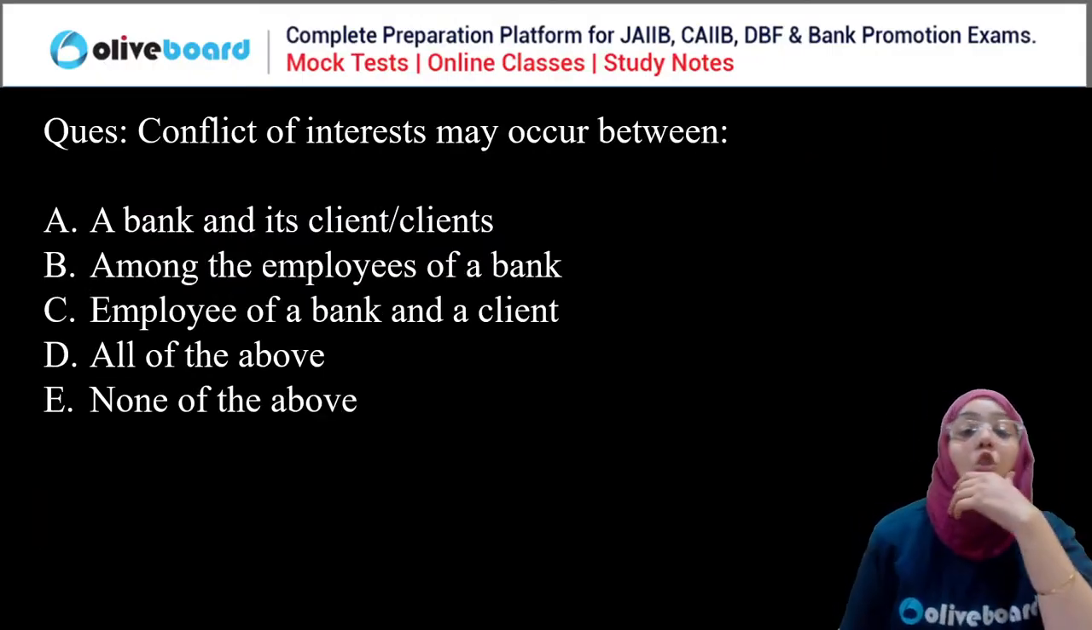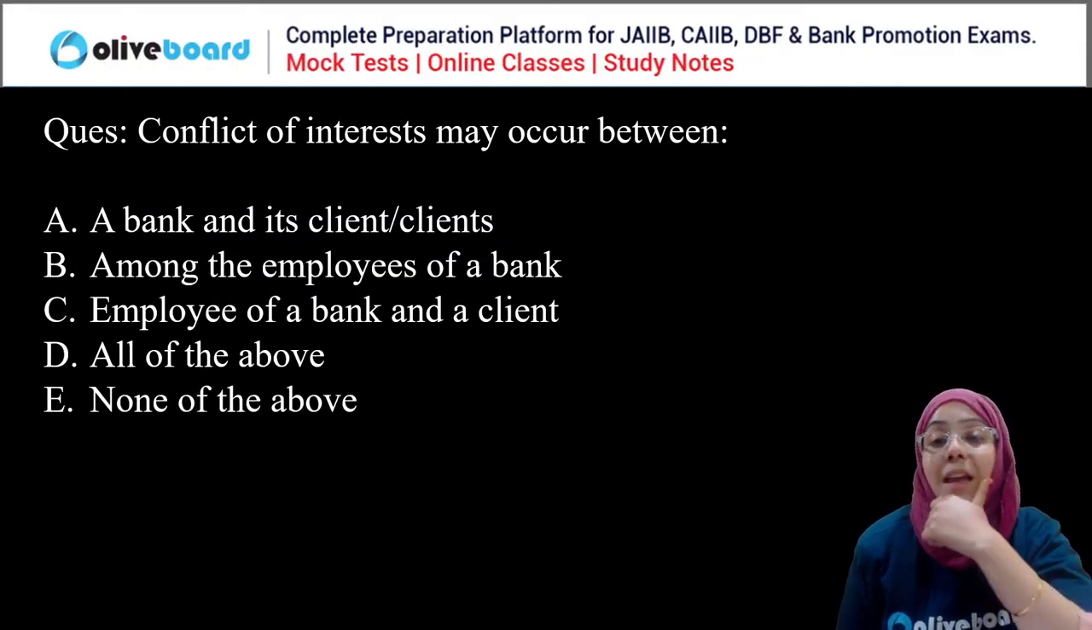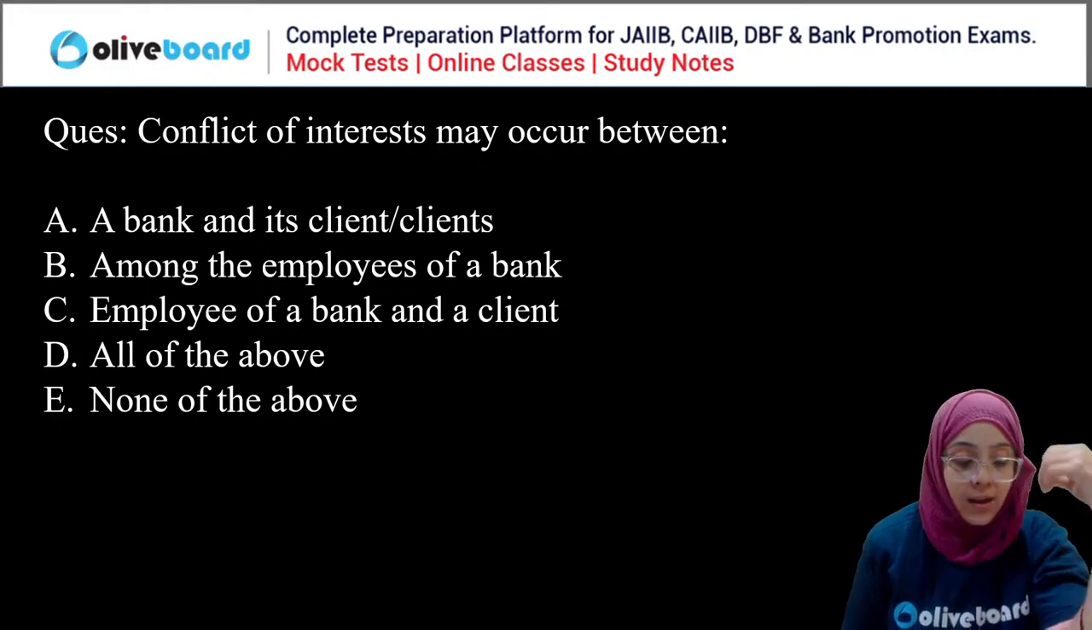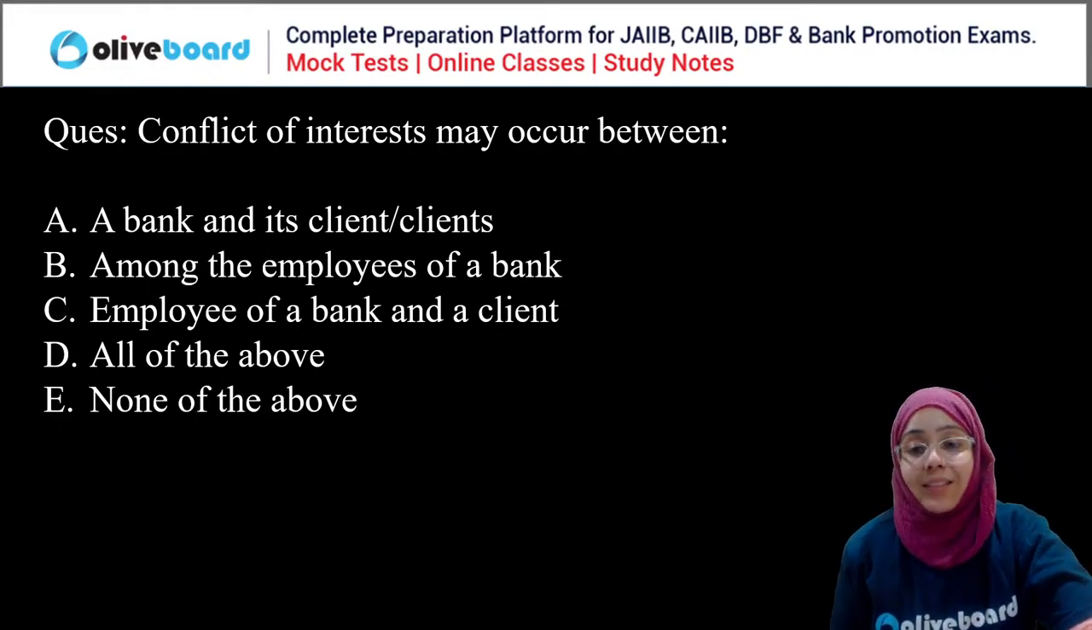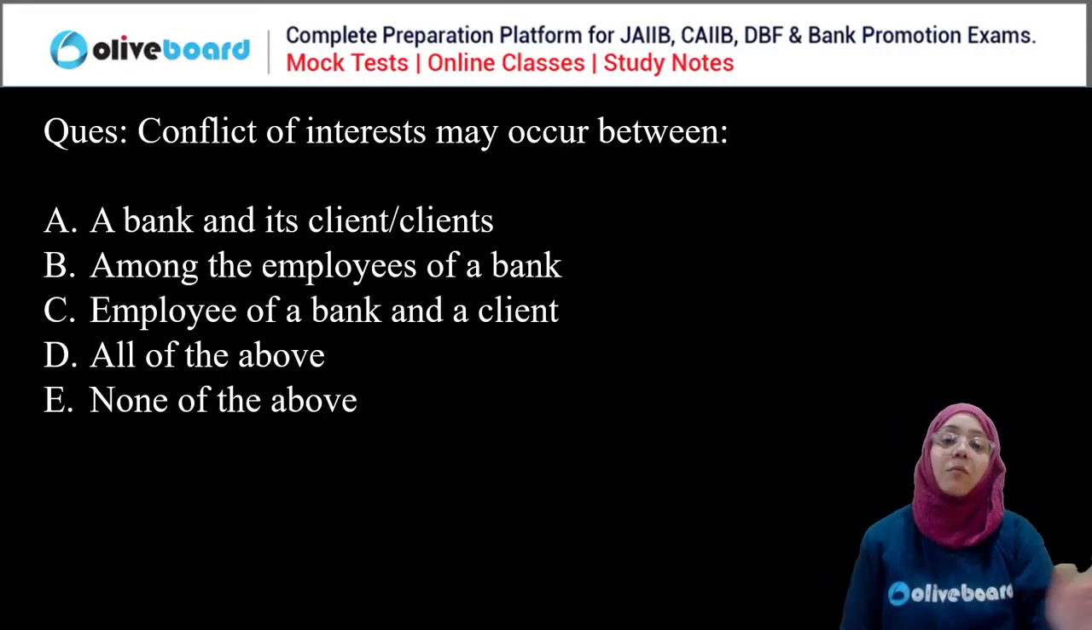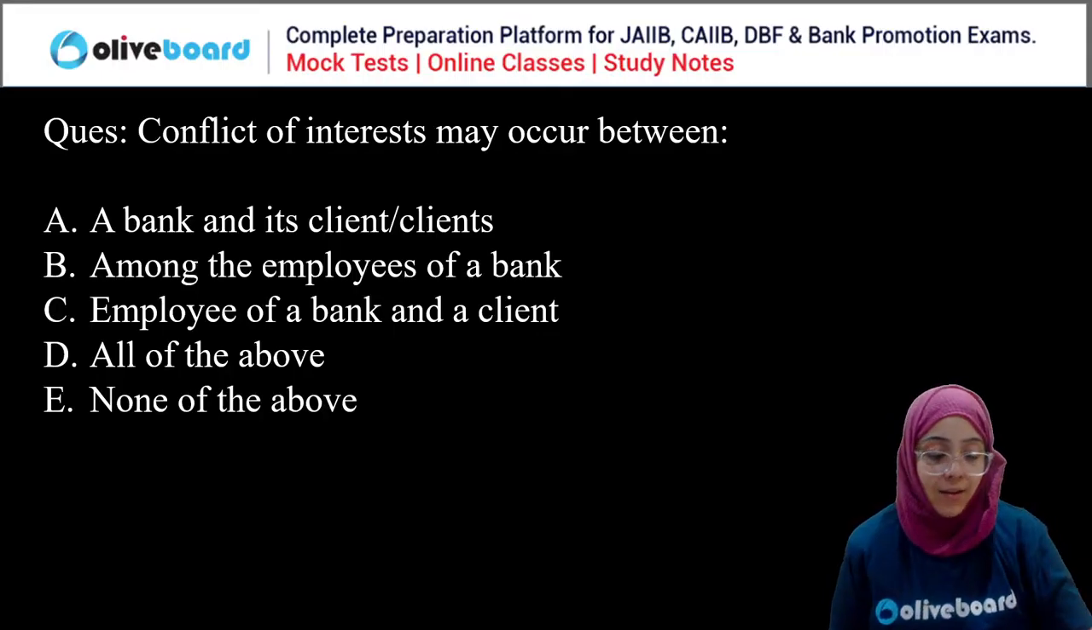Right. Next, conflict of interest may occur between. Okay, this is the last question, because module D is very easy. Conflict of interest may occur between, everyone.